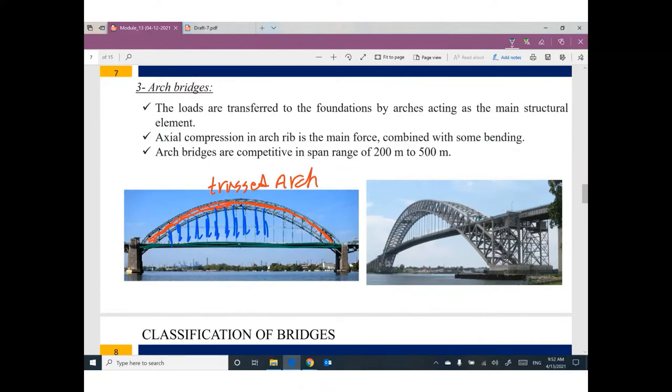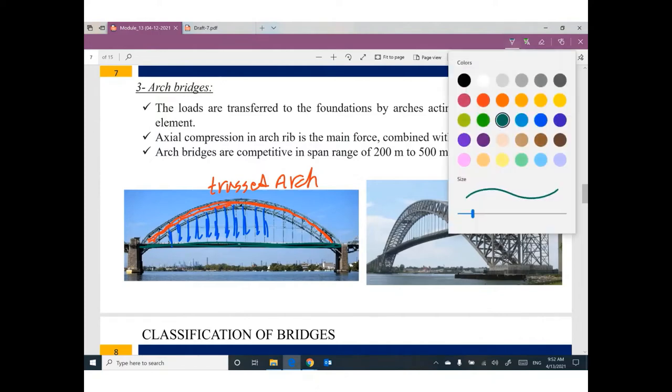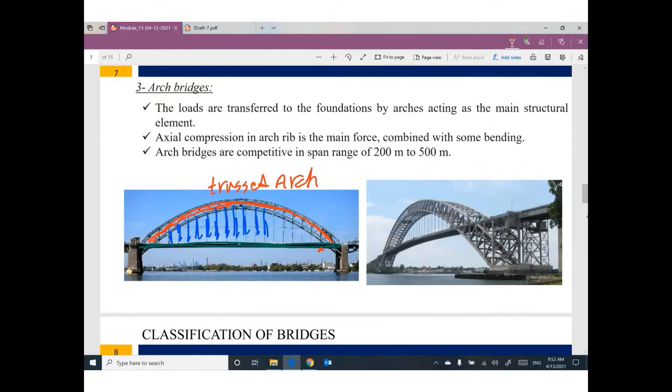So the statical system is supported this way. The deck is supported at each tie, and the reaction at this support is a concentrated load on the arch.